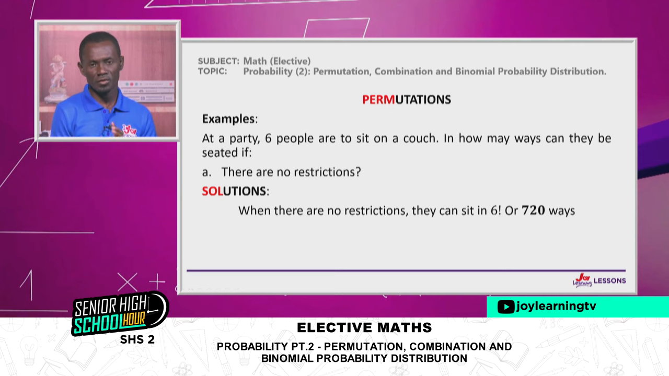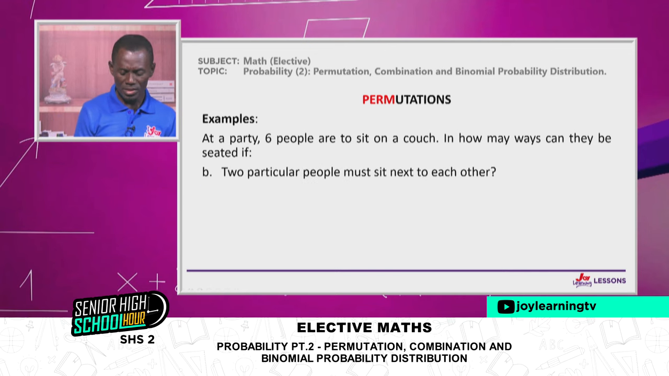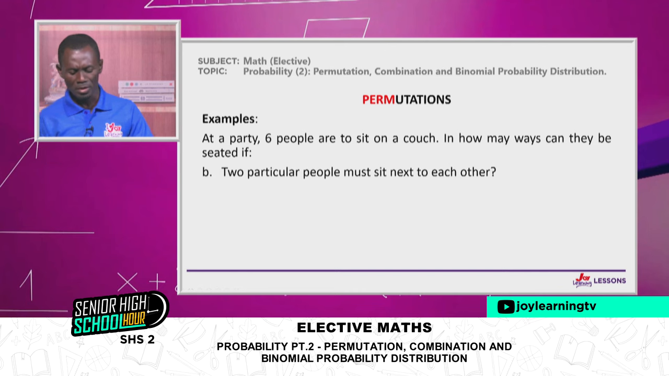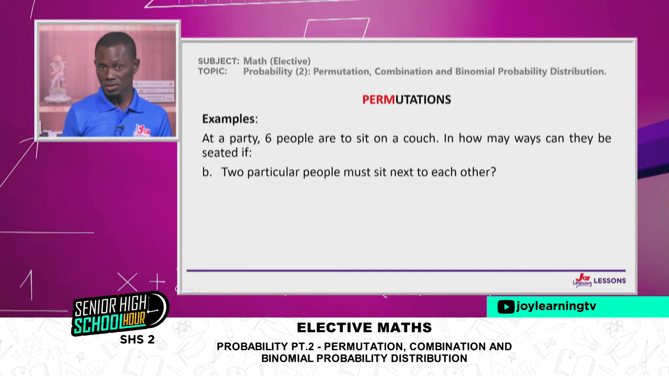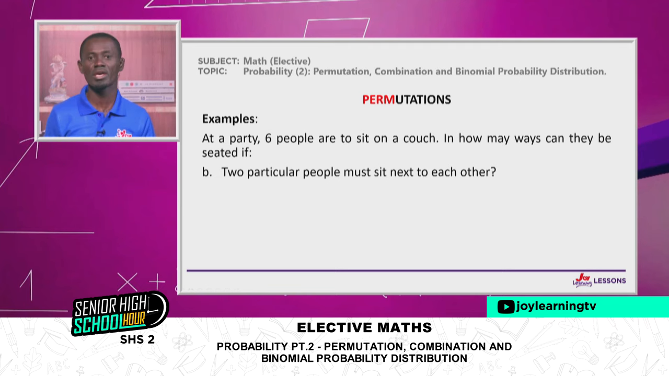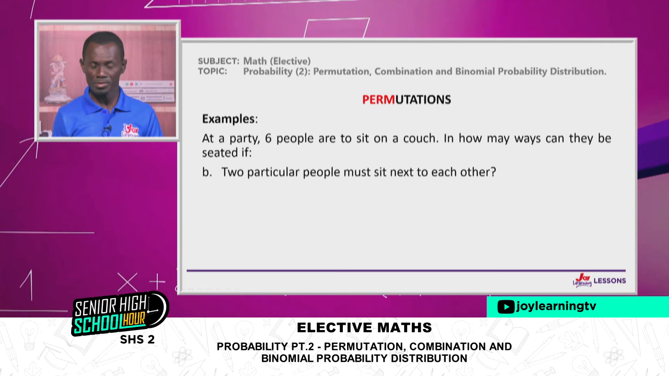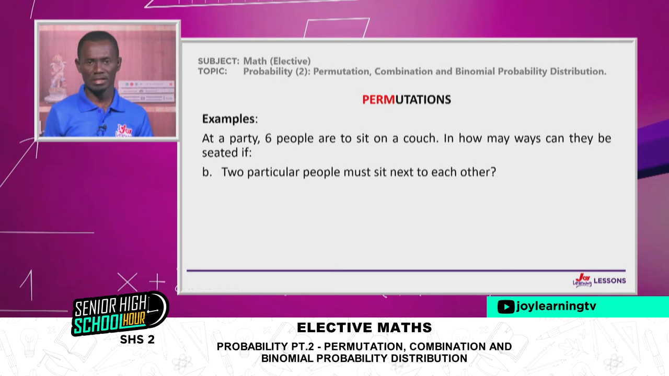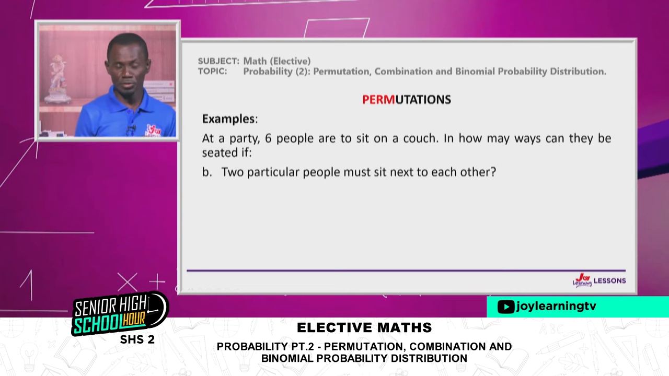All right, so that is our first condition satisfied. We now know what it would be like if they sat on a straight couch. Now, what happens if two particular people must sit next to each other? We don't know why they insist on sitting together, or why anybody would insist they should, but that is what we have. In how many ways can they be seated if two people must sit next to each other? Well, think about it this way, and this is how to appreciate it.